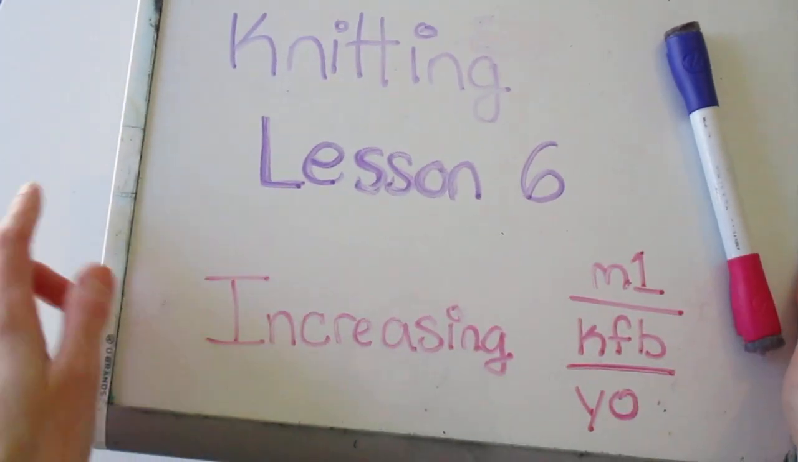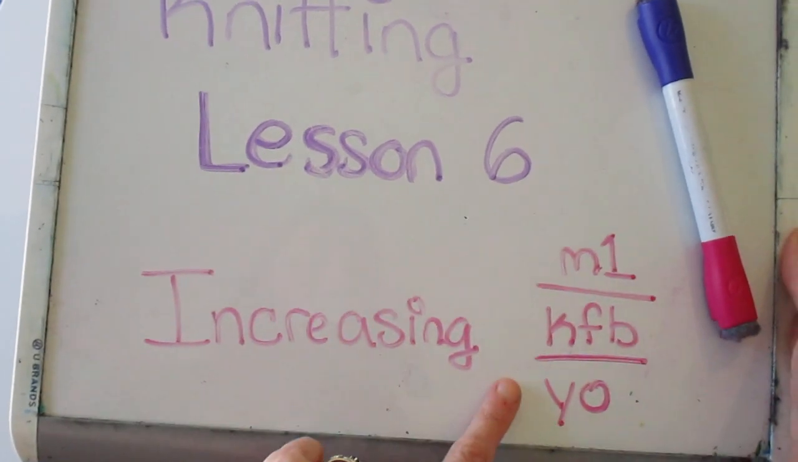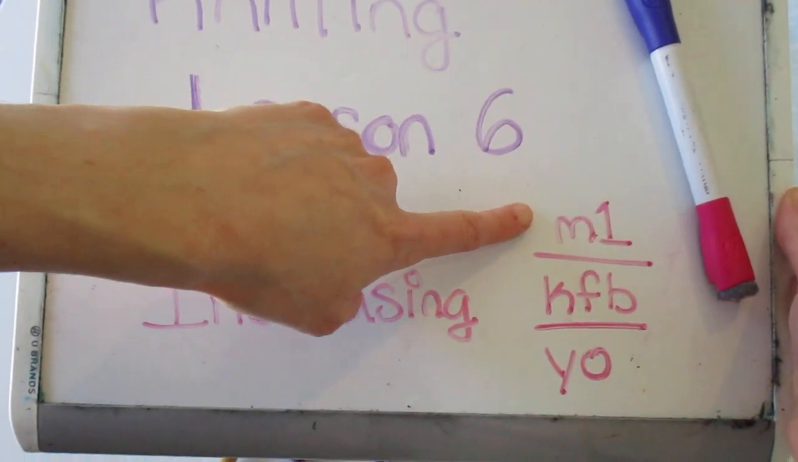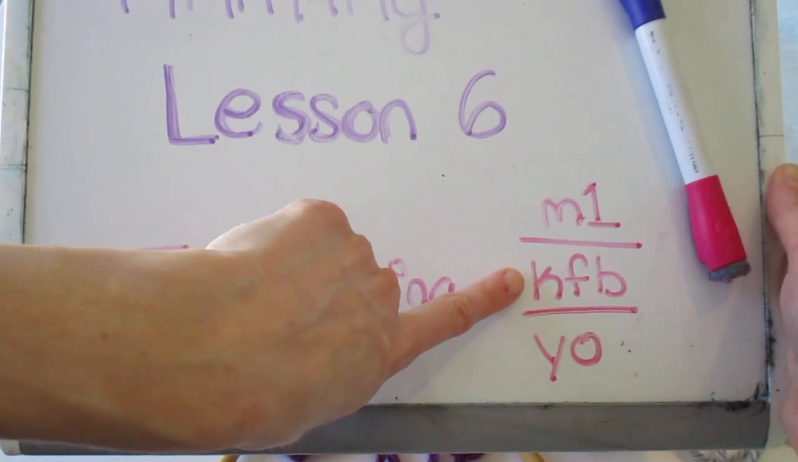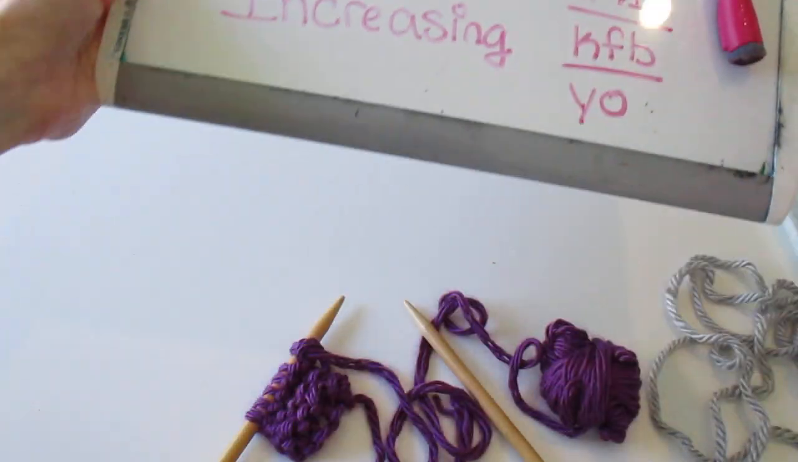This is lesson 6. We're going to be learning about increasing today. So there's a couple different ways that you can increase. These are the three main ones. M1 stands for make one. KFB stands for knit in the front and the back of the stitch. And YO is yarn over.